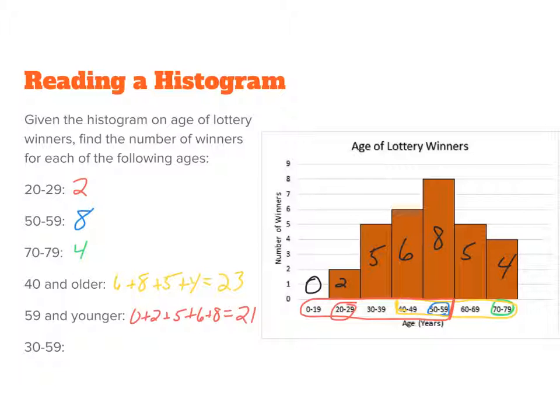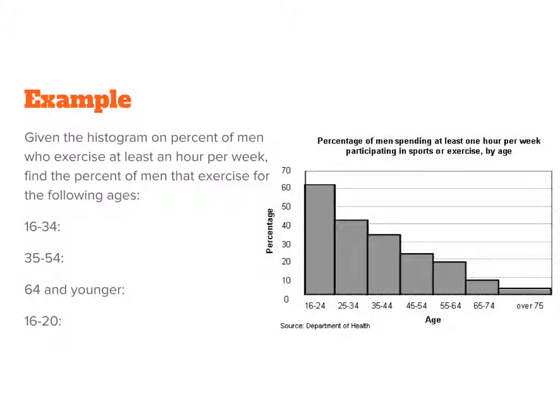And they can also do in the middle. So you'll see here 30 to 59. So 30 starts here, 59 is here. They want to know all of these ranges together. So if I take those 3 bars and add them together, 5, 6, and 8, and I add those together, I get that there are 19 winners between 30 and 59 years old. Here we've got a different histogram.